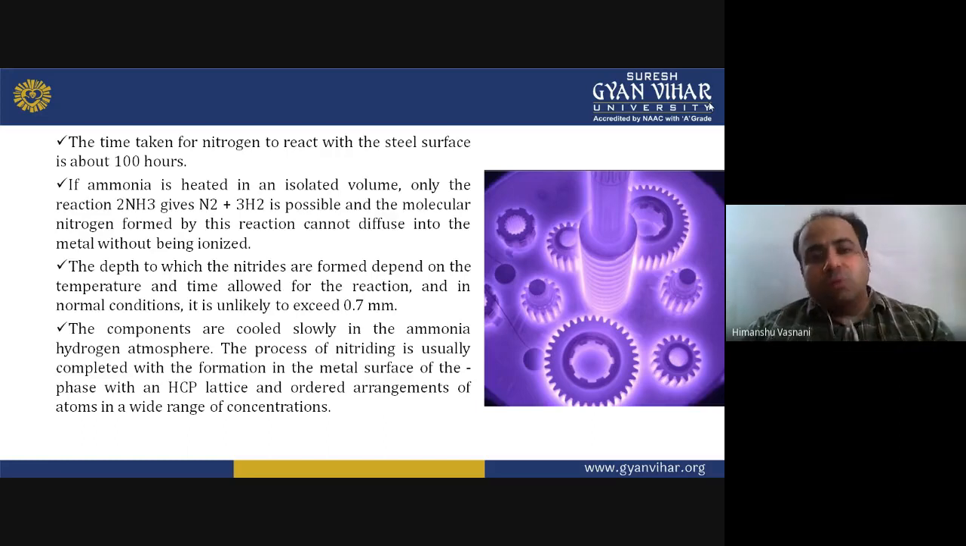So if ammonia is heated in an isolated volume, then the reaction 2NH3 gives N2 plus 3H2 is possible, and the molecular nitrogen formed by this reaction cannot diffuse into the metal without being ionized. Here the nitrogen is received after this reaction, but it cannot diffuse into the metal directly.